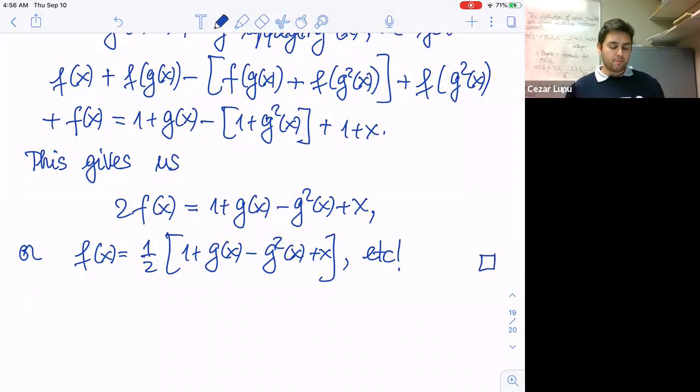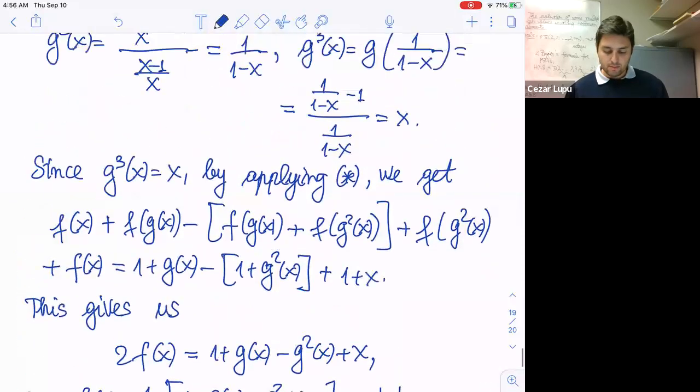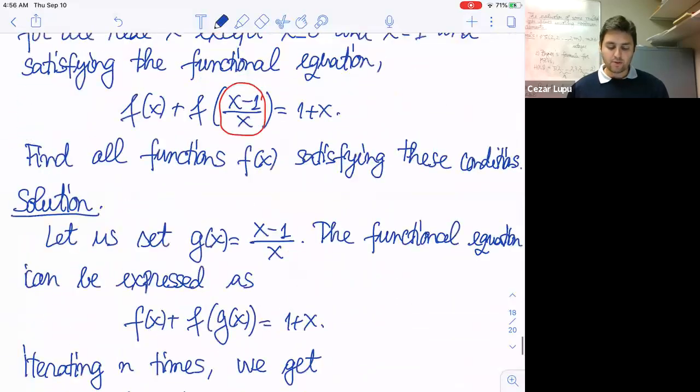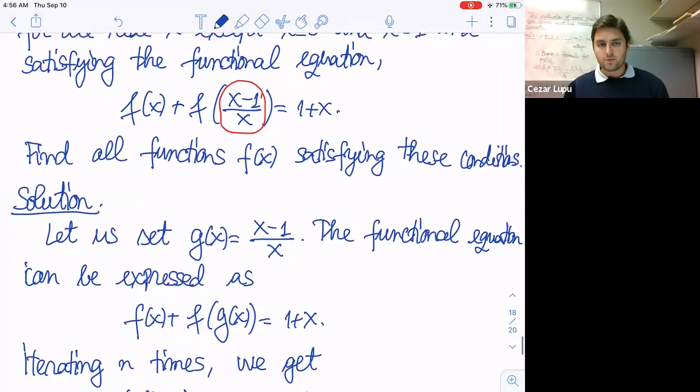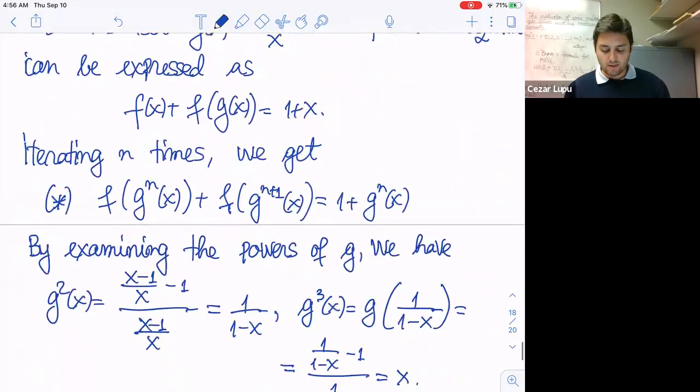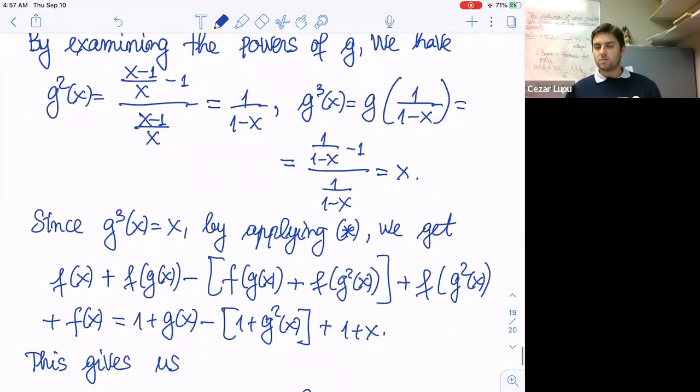Anyway, the function is a rational function, and you can verify that it indeed satisfies the functional equation. Anyway, as you can see, it was just iterating. That was the idea, and then just computations.